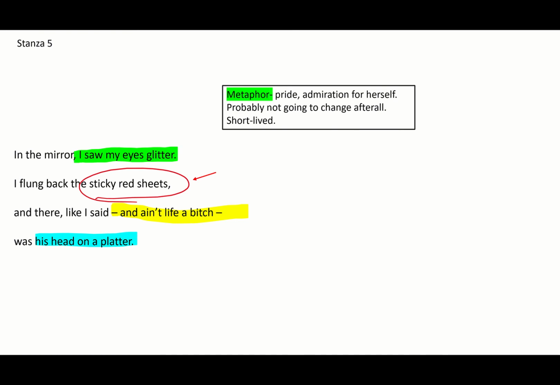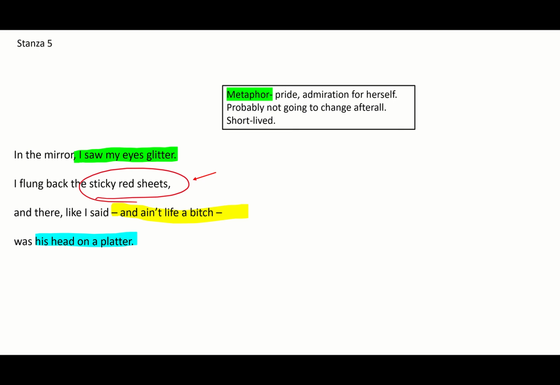So she saw her eyes glitter in the mirror, which is a metaphor, right? Your eyes don't actually glitter, but when somebody describes it in that way, it's about admiration or pride. Like when somebody looks at you and their eyes glitter, they're admiring you in some way. And she's looking in the mirror, so she's got this pride and admiration for herself. She's quite vain, right? And this really does not support the idea that she's convincing us that she's going to change. She's probably not going to change because she's very proud of who she is and what she does.